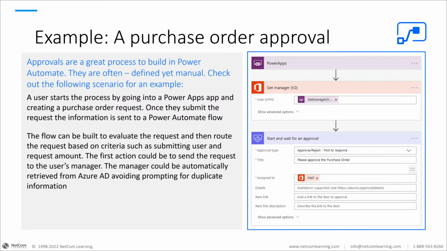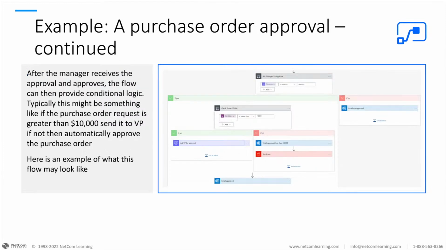It's actually finding out who submitted it, who their manager is, creating the email, attaching the information, and sending it to the manager. Then, as part of the purchase order approval, the manager will receive the approval and has the option of approving or rejecting. In this particular case, let's say that they approve it. Then the flow can provide conditional logic to finish the execution.